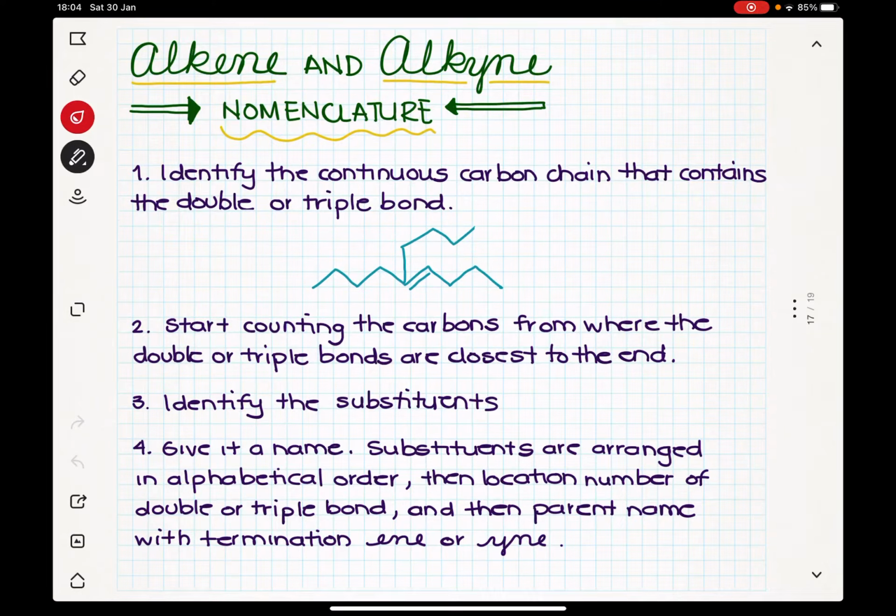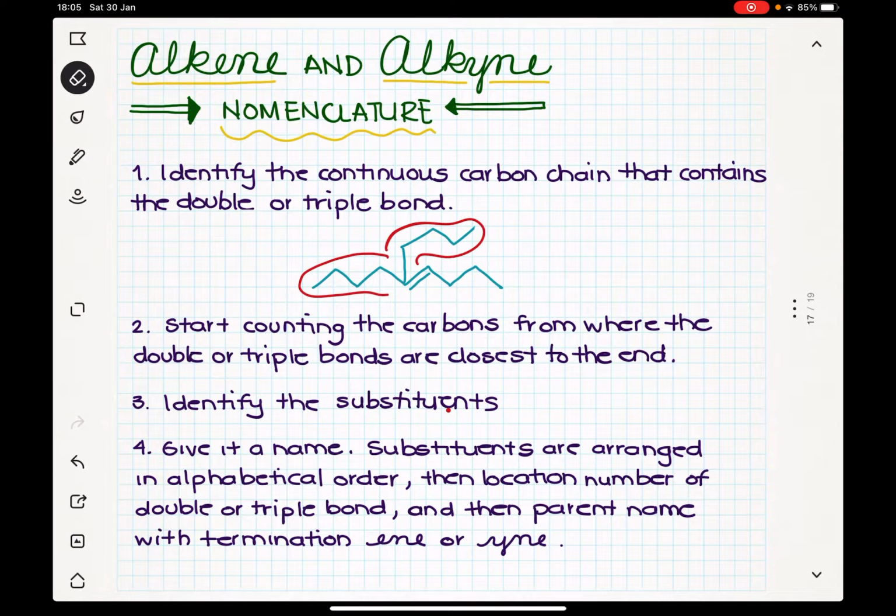Today, we're going to go over alkene and alkyne nomenclature. In alkenes, remember that we have double bonds, and in alkynes, we have triple bonds. The first thing that we need to do is identify the continuous carbon chain that contains the double or the triple bond. So it doesn't matter if the chain is longest without the bond; in this case, the bond cannot be a substituent.